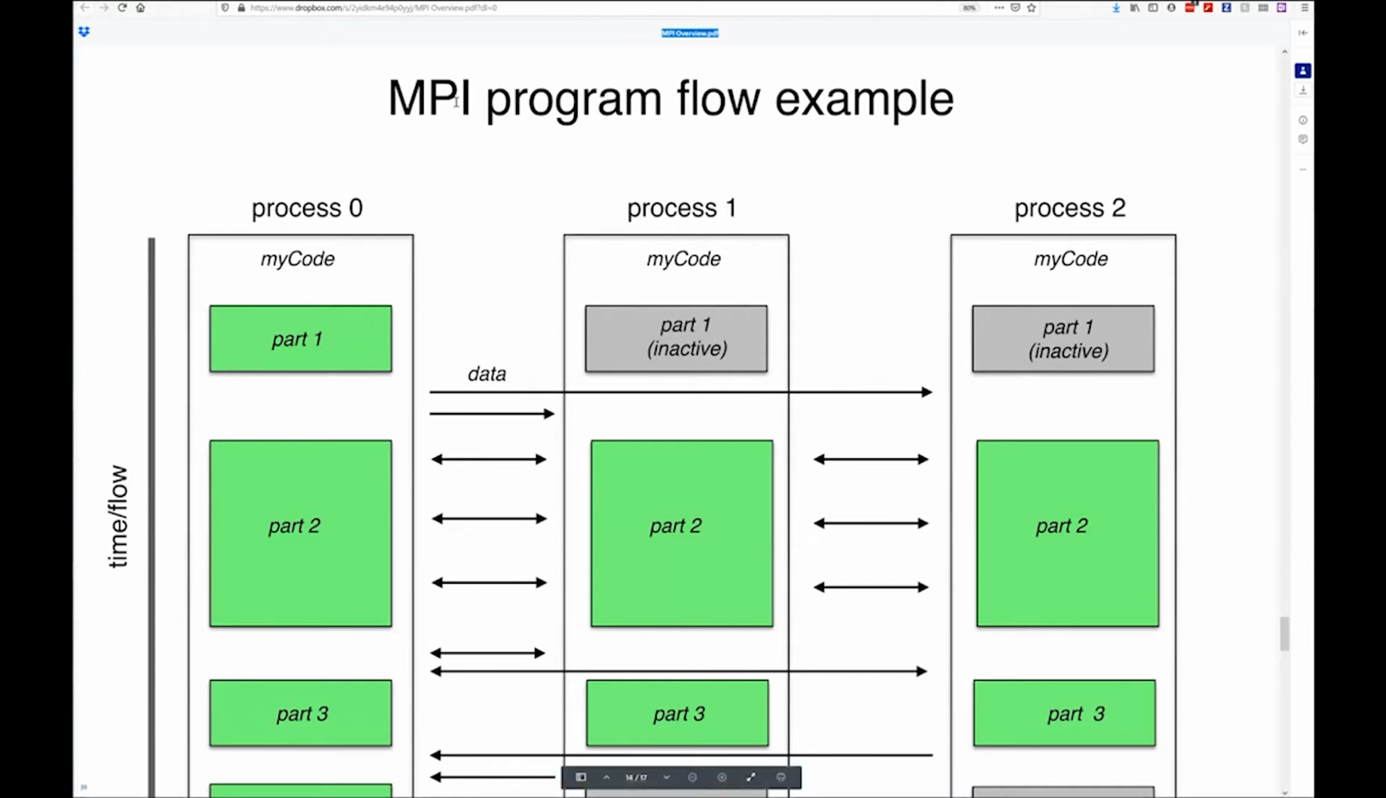Then what MPI is, the message passing, is it passes some data. You do an MPI call, and you take that data, and you send it to process 1, and you send it to process 2. So now all 3 processes have some data to work on. Could be a configuration, could be a photo, could be some binary, whatever it is.